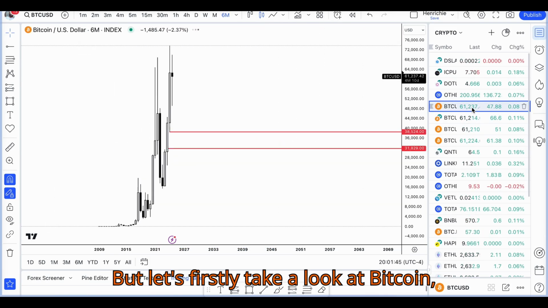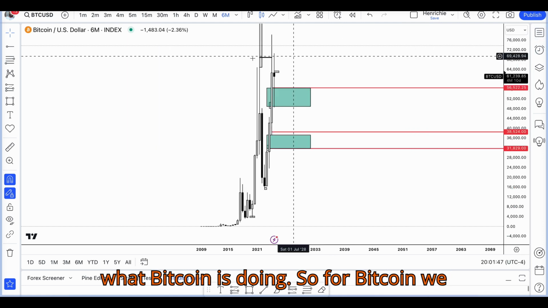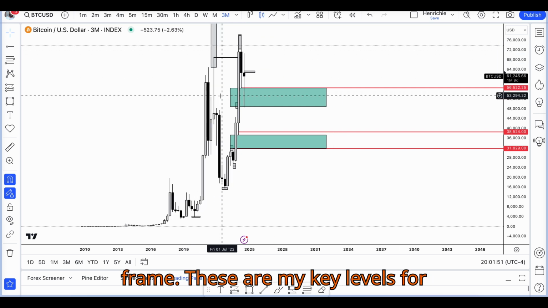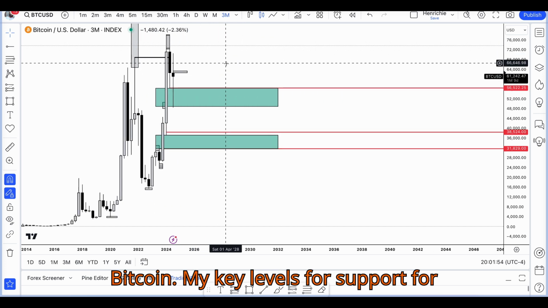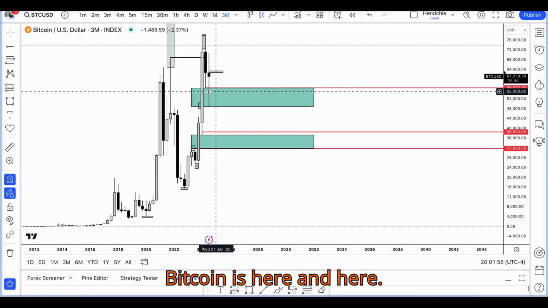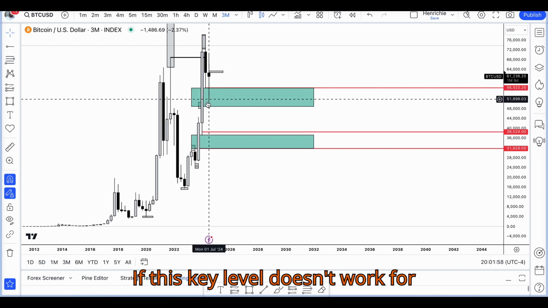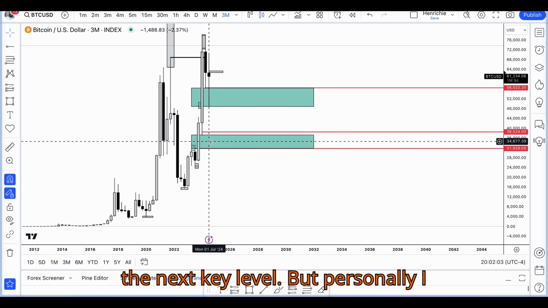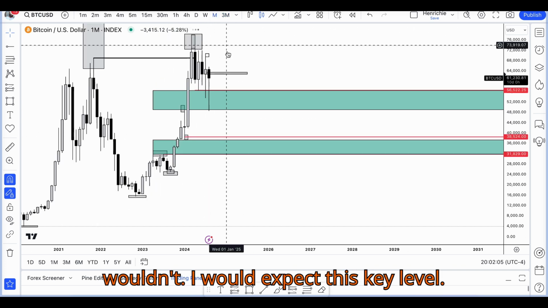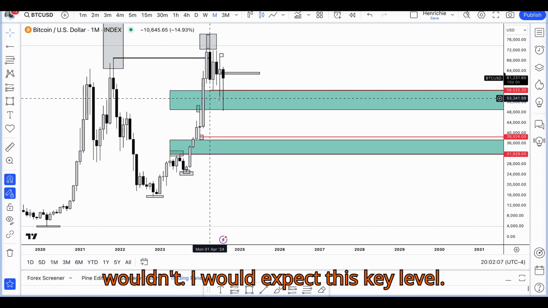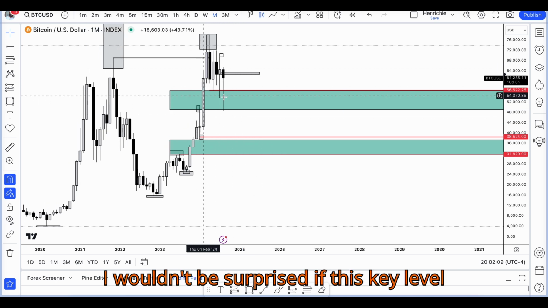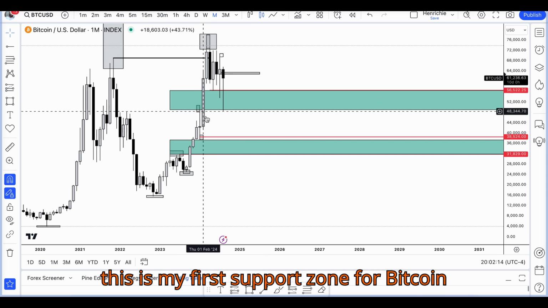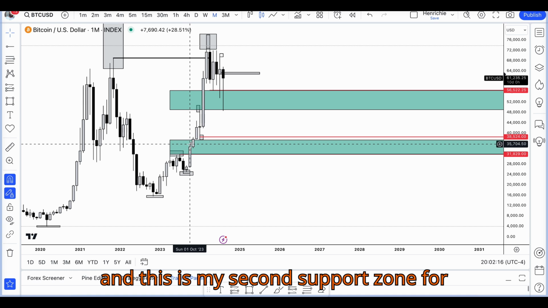But let's firstly take a look at what Bitcoin is doing. So for Bitcoin, we go to the 3-month time frame. These are my key levels for Bitcoin. My key levels for support for Bitcoin are here and here. If this key level doesn't work for support, then most likely this will be the next key level. But personally, I would expect this key level. I wouldn't be surprised if this key level works for Bitcoin. So right here, this is my first support zone for Bitcoin, and this is my second support zone.